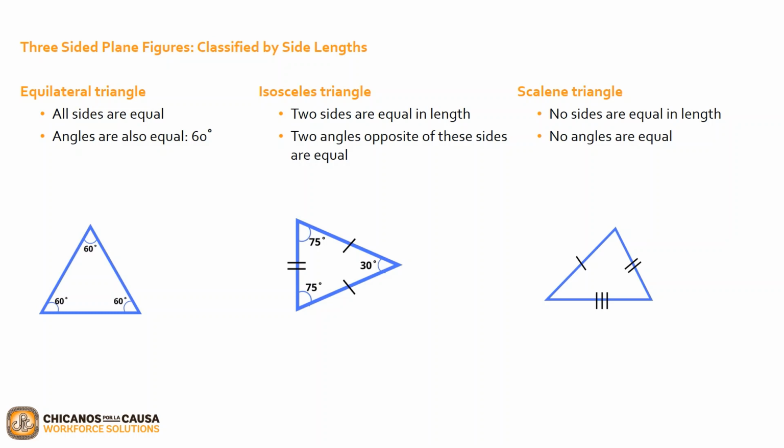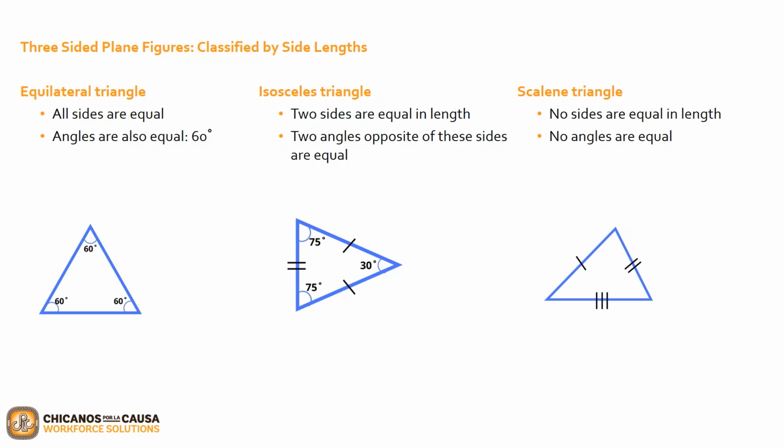The second three-sided plane figure is the isosceles triangle. If you notice with the isosceles triangle, two sides are equal in length. Remember that we learned about those little markings back in lesson 1. The same markings mean that they are the same length. And with an isosceles triangle, the two angles opposite these sides are equal. As you can see, we have two angles that equal 75 degrees each. Now for the last example of the three-sided plane figure, we have a scalene triangle.